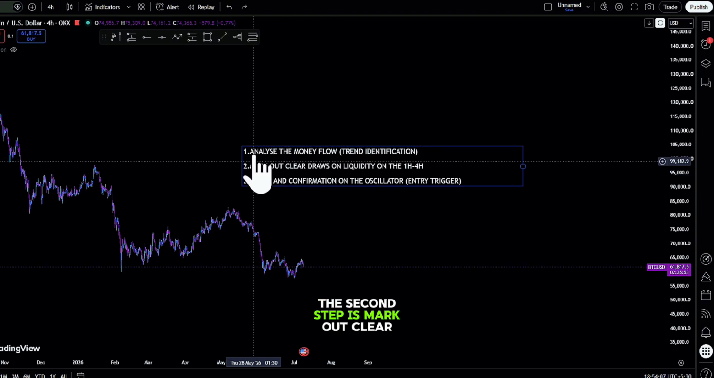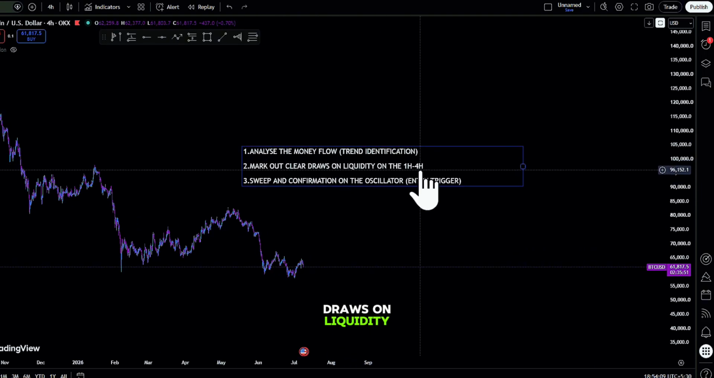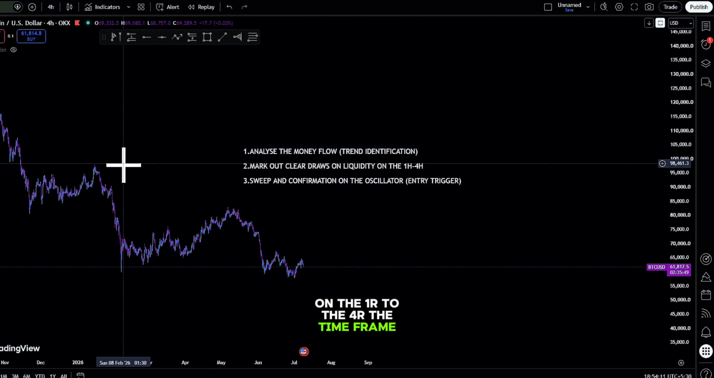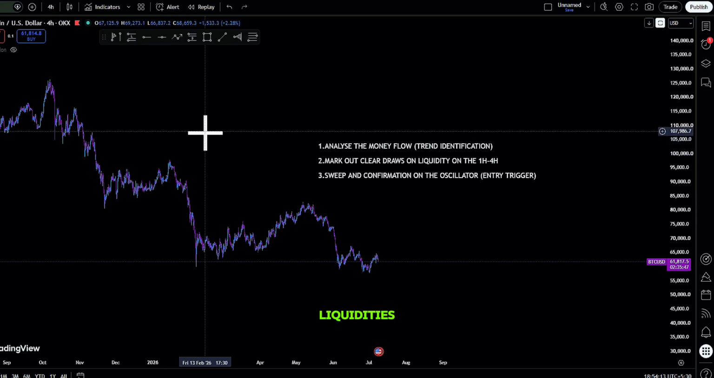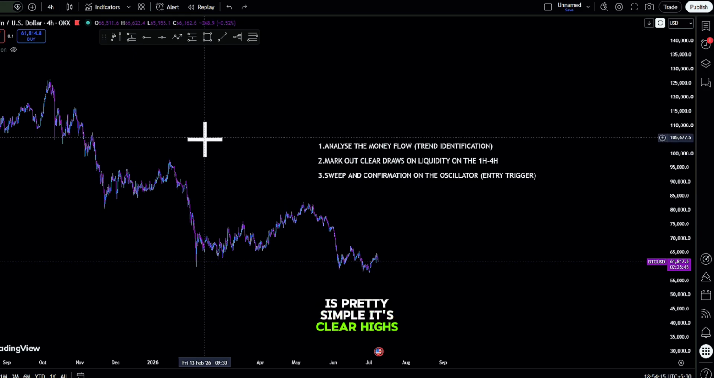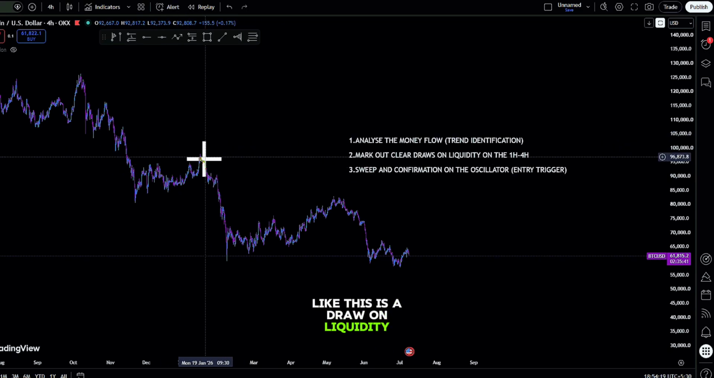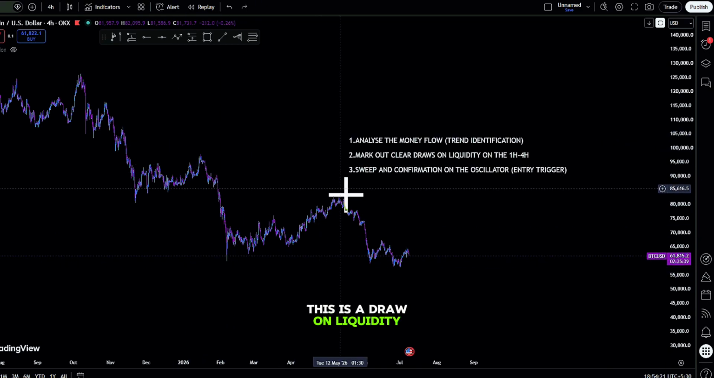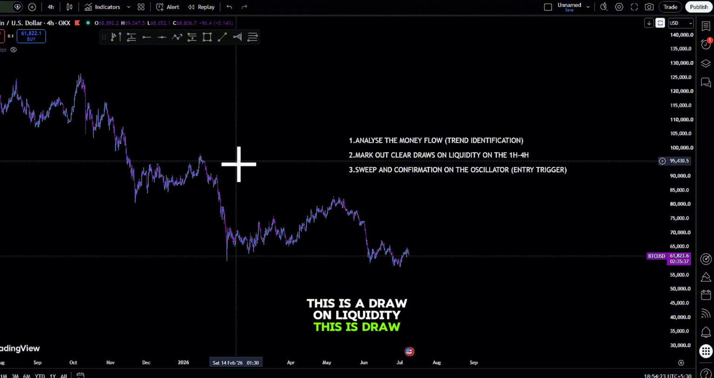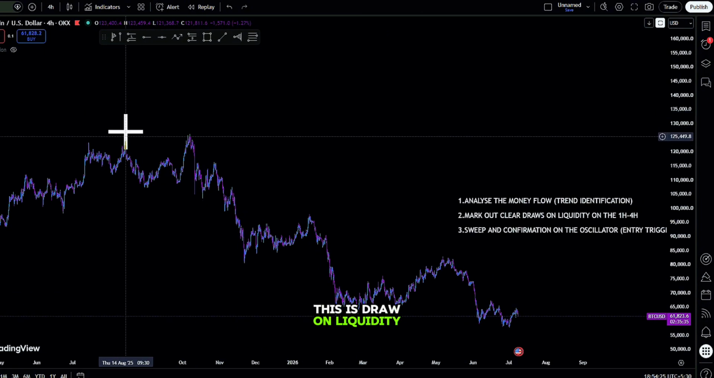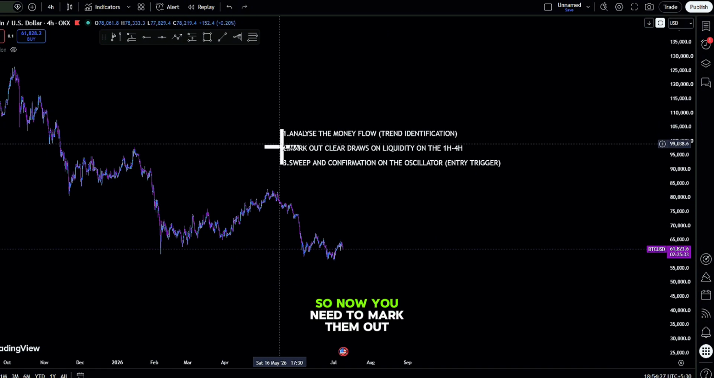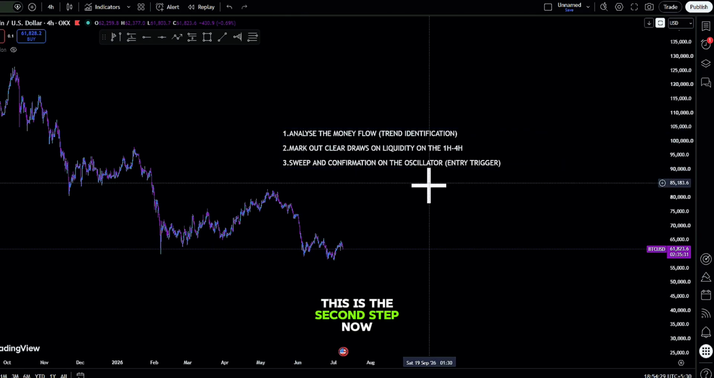Now the second step is mark out clear draws on liquidity on the 1 hour to the 4 hourly time frame. Now what I mean by clear draws on liquidity is pretty simple. It's clear highs and lows that you can see with your naked eyes. Like this is a draw on liquidity, right? And this, and this, and this. Alright, so now you need to mark them out. This is the second step.